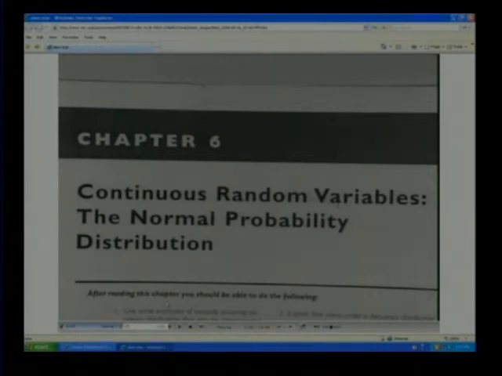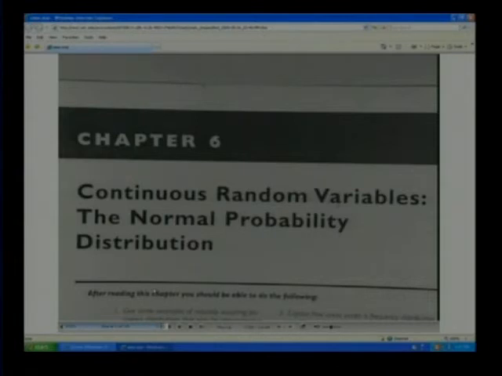With continuous random variables, you could have a height. You have a height of 5'11", but actually probably very few people have a height of exactly 5'11". It may be 5'11.1" or 5'11.187" or something like that, but we round it to that number.